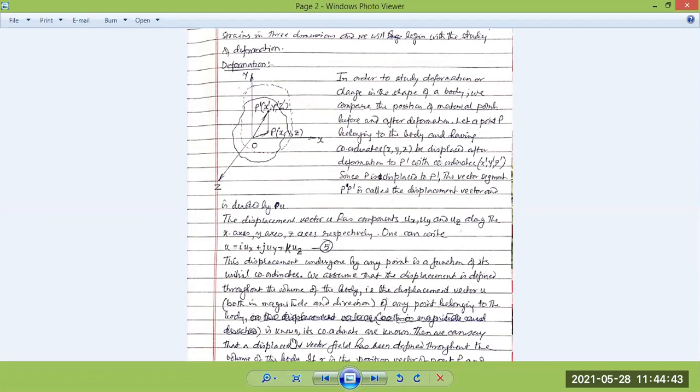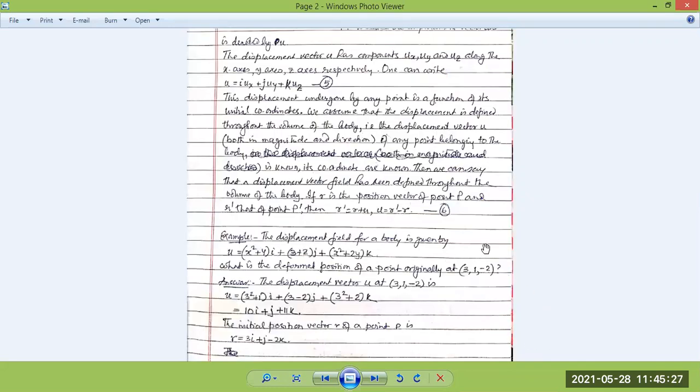If you know the displacement vector of a particular point P, Q, R, S, whatever it may be, it means you know where it reached after the displacement. Say P may go to P dash, Q may go to Q dash, R may go to R dash, like this. If you know the displacement vector, then its coordinates are known, means where it reached, you can calculate. If you know the initial coordinates, say x, y, z, and if you know the displacement vector, then you can safely calculate the coordinates of the final point, that is P dash.